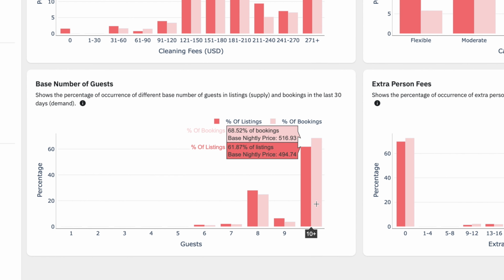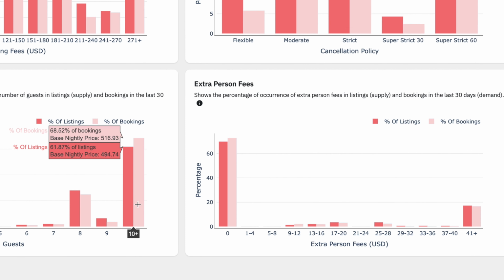Base number of guests, most of them have 10 plus, which makes sense because based on local regulations, a 4-bedroom house should be able to house 10 people. And we can at a maximum hold 12 people. And nobody charges extra person fees, which is also what we do.